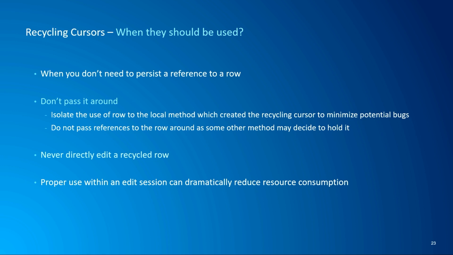If you have a method that needs to return a row object, it's probably best not to use a recycling cursor, because the client may not realize that what you're handing back is the result of a recycling cursor. So when they call your method a second time, the row objects would be identical, the references to them. That can cause bugs in your code. Okay, so be careful about that. Also, you never directly edit a recycled row, and if you do properly use them, you can really lower the memory footprint and resource footprint of your application.